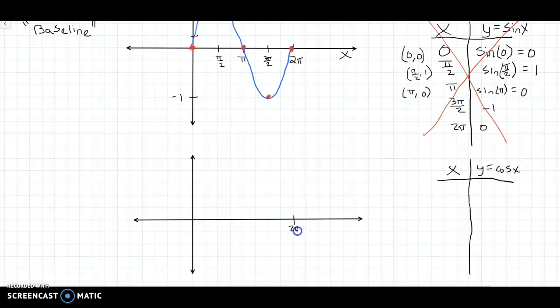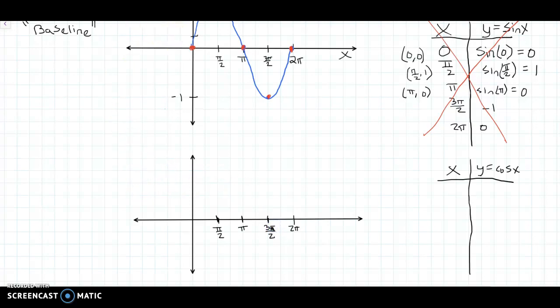So this is 2 pi. Come in halfway: 1, 2, 3, 4. Half of 2 pi is pi. Go in halfway from that. Half of pi is pi over 2. Remember that the middle point over here needs to be marked as well, and that is 3 pi over 2. So once I have that marked, I'm ready to start plotting points.